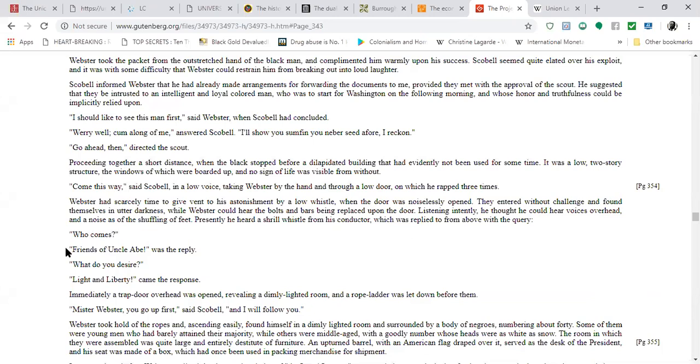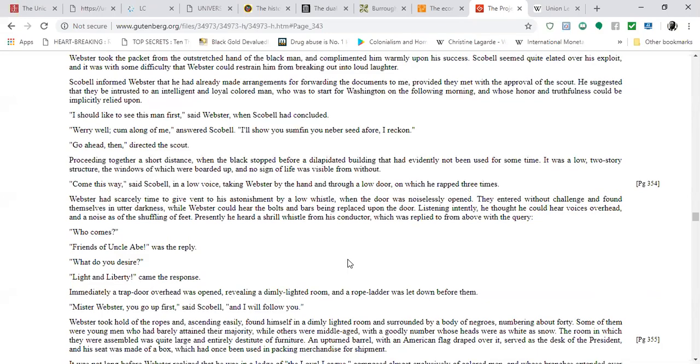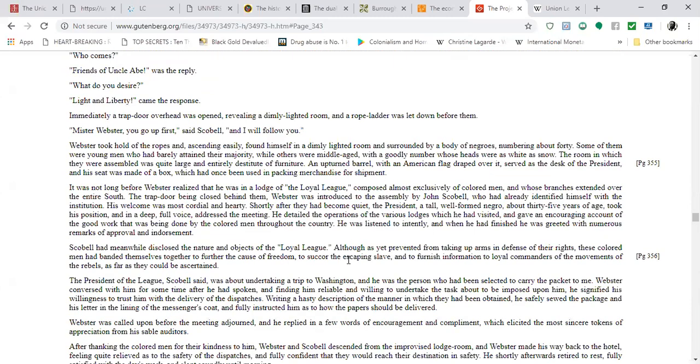Who comes? Friends of Uncle A, was the reply. What do you desire? Light and liberty, came the response. Immediately, a trapdoor overhead was opened, revealing a dimly lighted room and a rope ladder being let down before them. Mr. Webster, you go up first, said Scoble. I will follow.